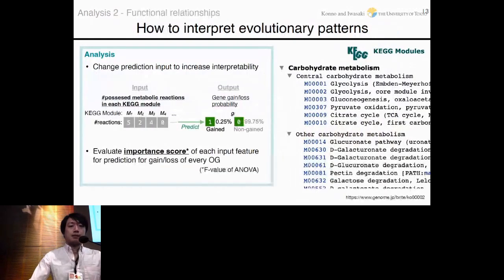And then we proceeded to interpret the nature of gene gain evolution and gene loss evolution predictability. So we had a KEGG database, so we annotated the genes by functional roles. So we investigated if the gene gain prediction and gene loss prediction can be interpreted based on gene functions.